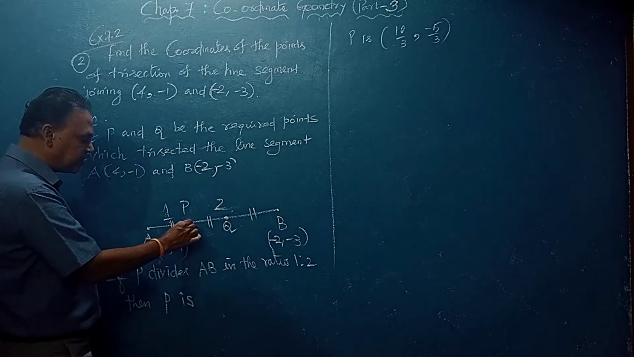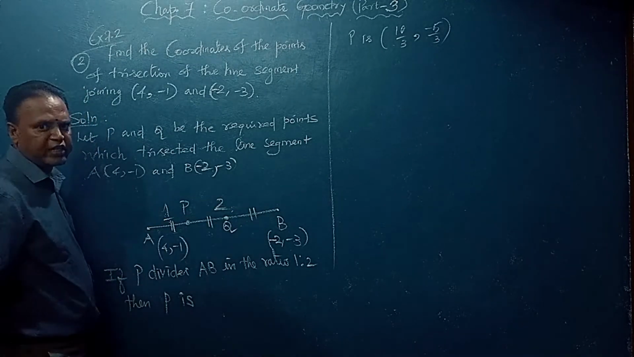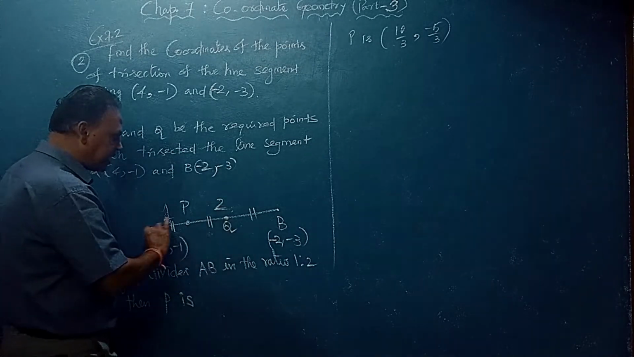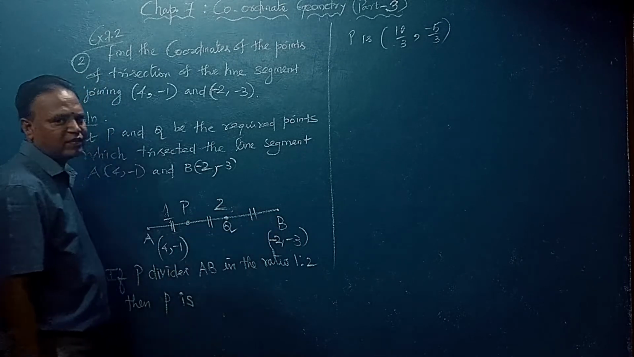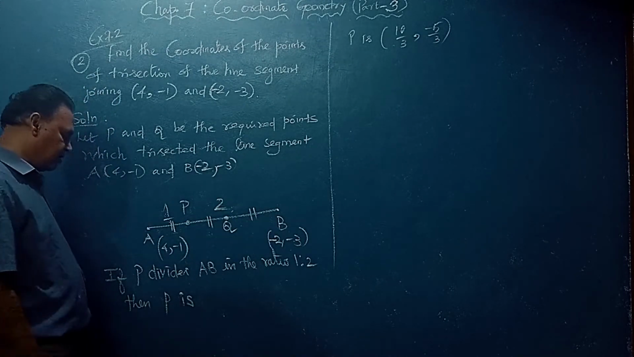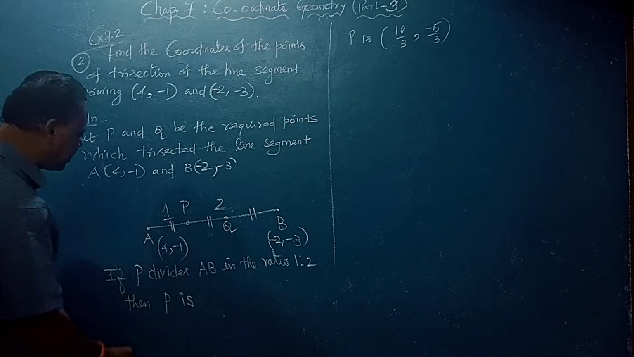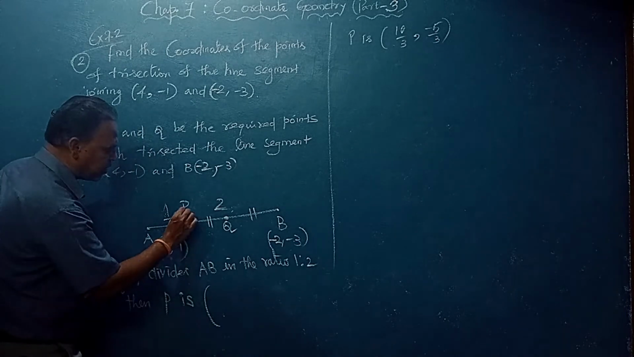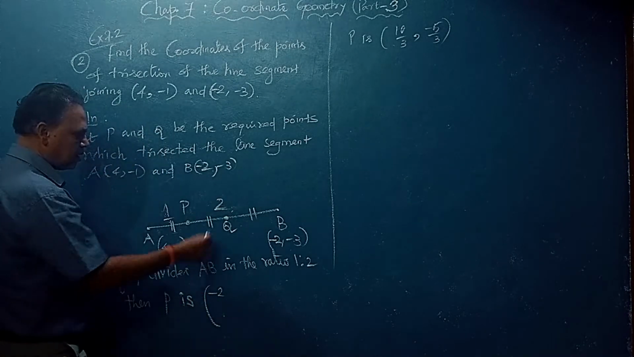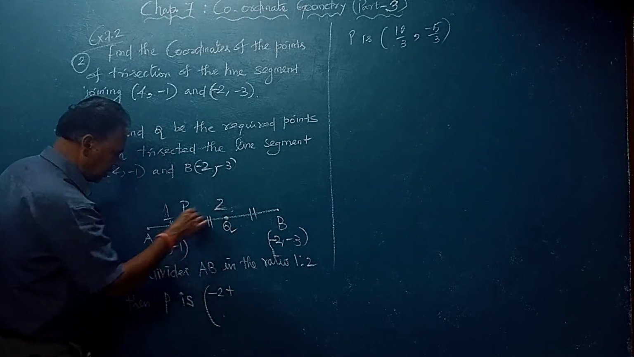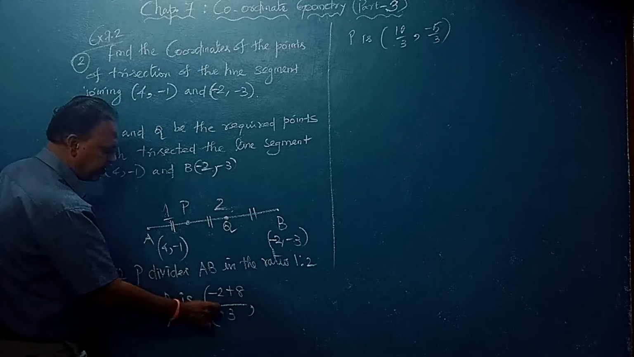So P divides this line segment in the ratio: this is 1 part, here 2 parts. So the ratio 1:2. Q divides the line segment AB in the ratio 2:1. Okay, the ratio is very important here. So if P divides AB in the ratio 1:2, you just cross multiply. Here P is 1 into minus 2 plus 8 by 3. These two ratio terms add and write.